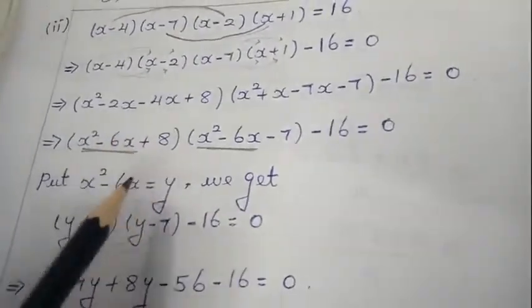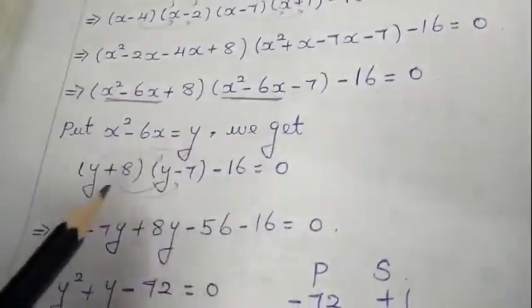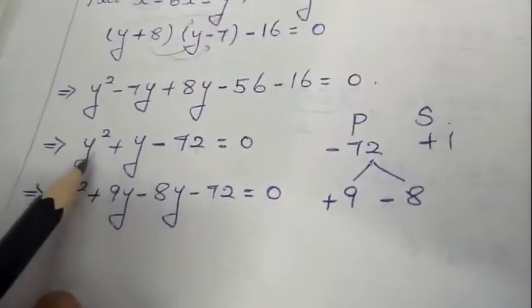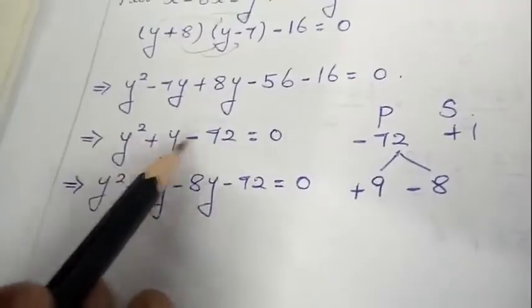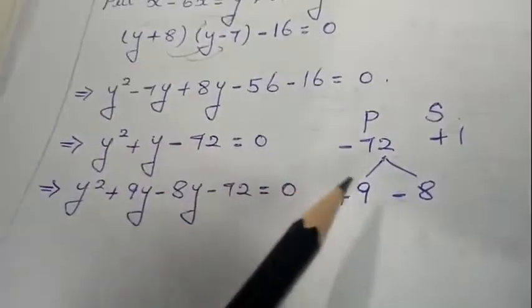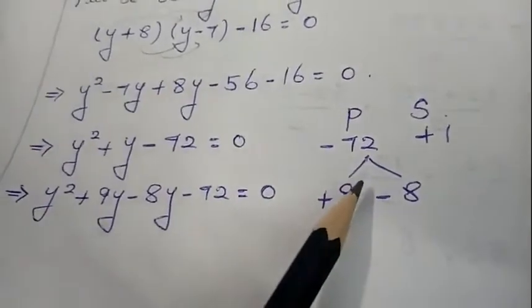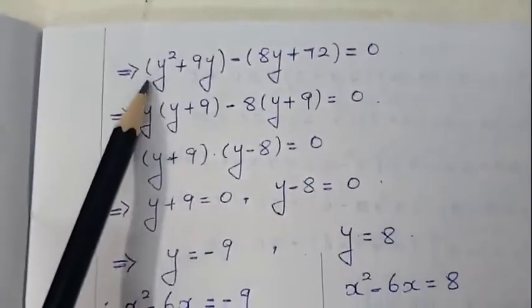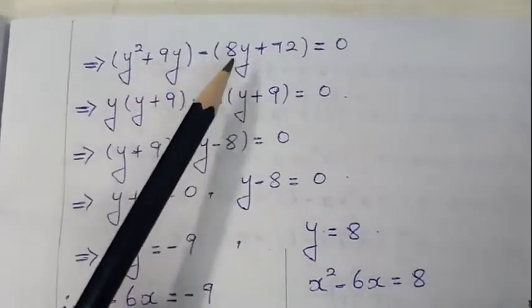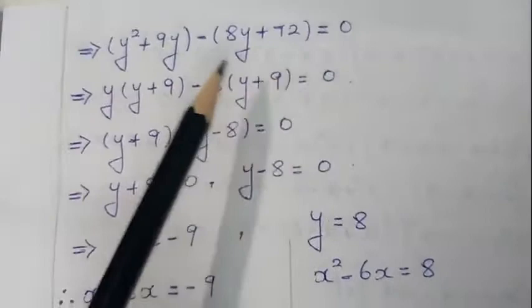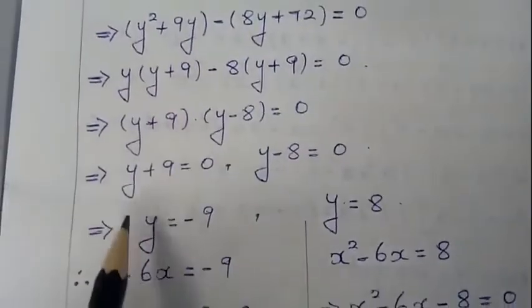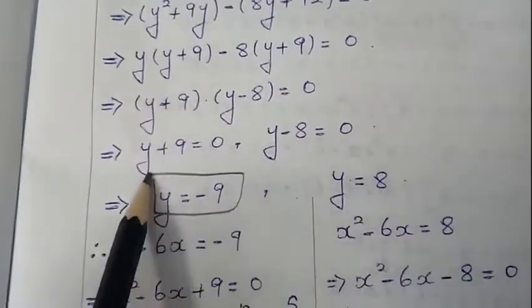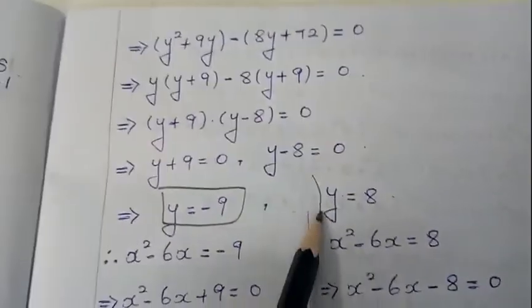Same like the first sum, you are going to replace it as y. After replacing, you will be getting a quadratic equation in the form y² + y − 72 = 0. You are going to find the values using product sum or the quadratic formula, students. After finding, y² + 9y − 8y − 72 = 0. You're going to do the calculation, students. The final answer for y is y = −9 and y = 8.